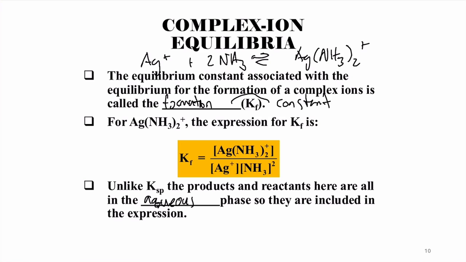And so I'm just giving you an idea of what Kf represents, but if I gave you this reaction, this first reaction here, those are all aqueous. You would know to include all of them because they're all in the aqueous phase, right? So we know that just based off of our principles of equilibrium.